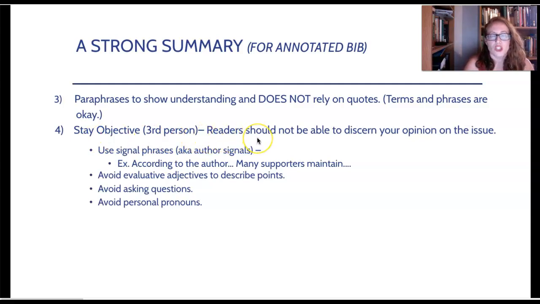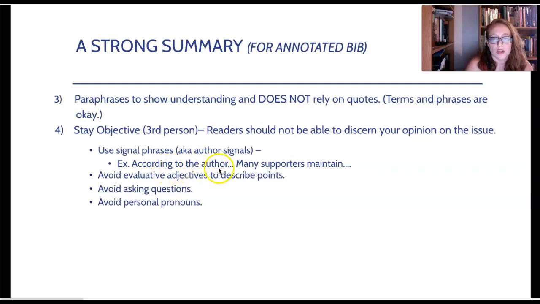Readers should not be able to discern your opinion on the issue or how this source is going to help you personally. You're writing for someone else's benefit, not your own. I mean, theoretically, because we're also writing this for class, so it is kind of for you too. But the first thing is to use signal phrases, otherwise known as author signals. Sometimes I'll use those terms interchangeably because they kind of mean the same thing.